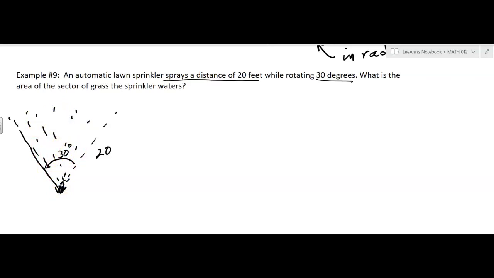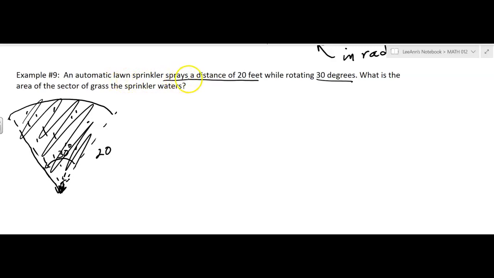Okay, so it's in a circular pattern, it's rotating. That line of water spray is rotating around. We're trying to figure out then the area of that grassy lawn that the sprinkler is covering. Okay, so let's read it again. An automatic lawn sprinkler sprays a distance of 20 feet while rotating 30 degrees. What is the area of the sector of grass the sprinkler waters?